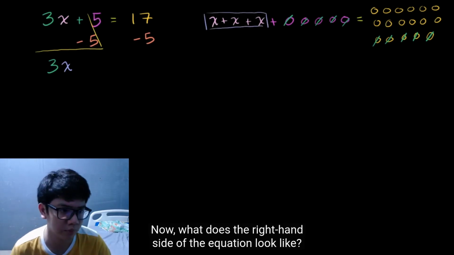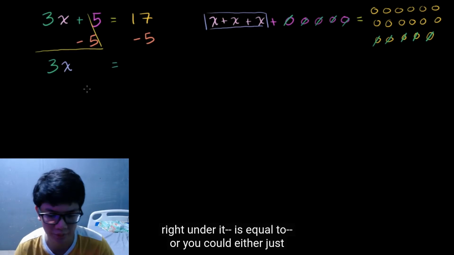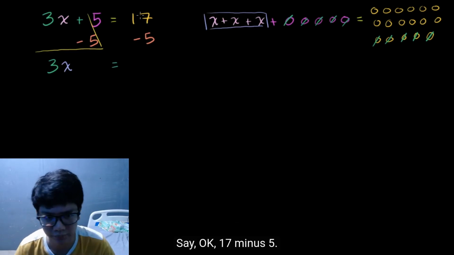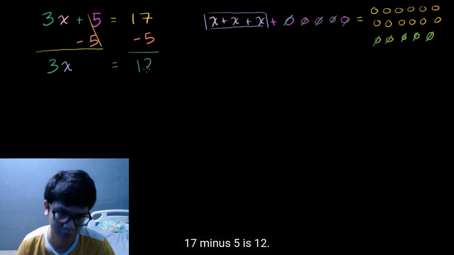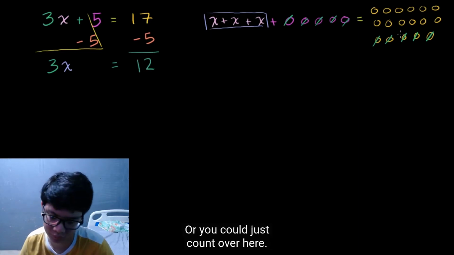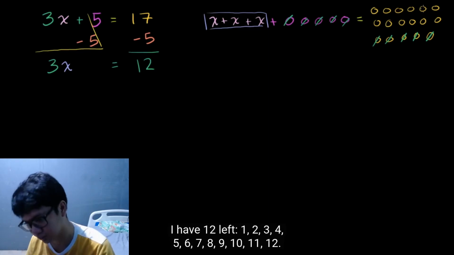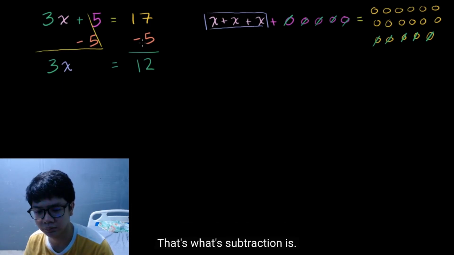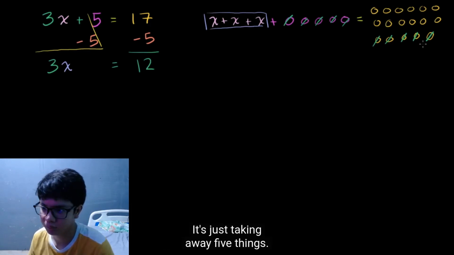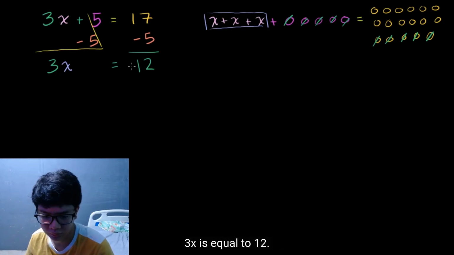Now what does the right-hand side of the equation look like? So 3x is going to be, let me write the equality sign right under it, is equal to, well, you can either just do it mathematically, say, okay, 17 minus 5 is 12, or you could just count over here. I had 17 things, I took away 5, I have 12 left. 1, 2, 3, 4, 5, 6, 7, 8, 9, 10, 11, 12. 12. That's what subtraction is. It's just taking away 5 things. So now we have it in a pretty straightforward form. 3x is equal to 12.